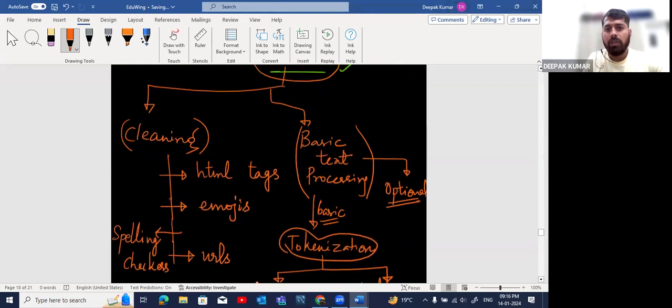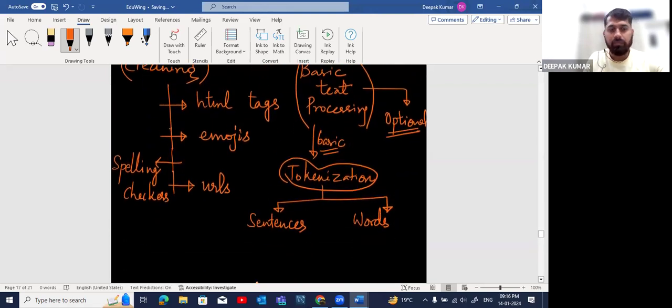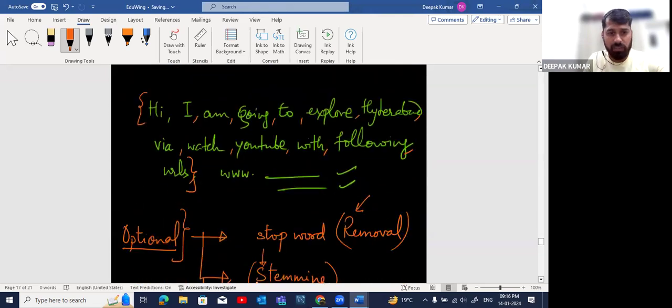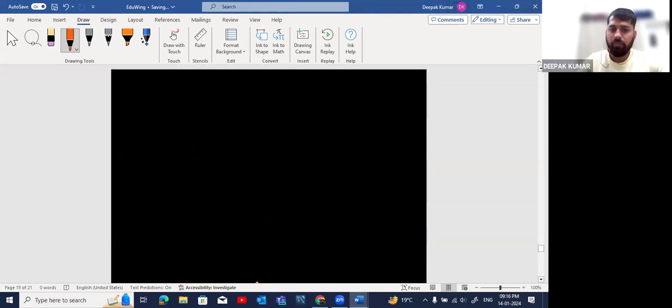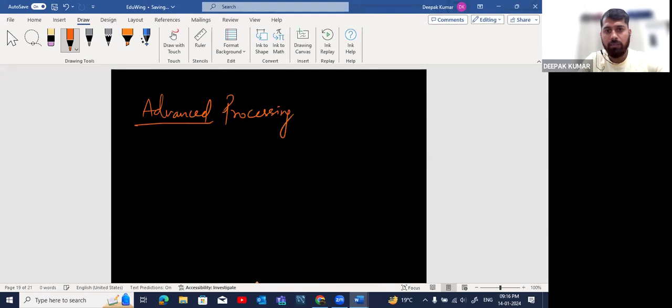So this is optional text processing. Then we have advanced processing. Advanced processing says I'm going for POS tagging. POS means parts of speech.